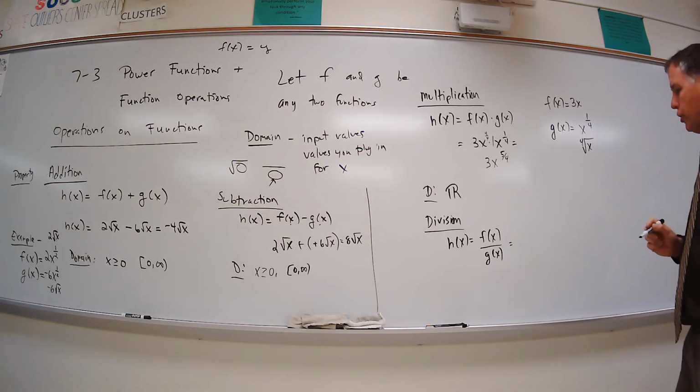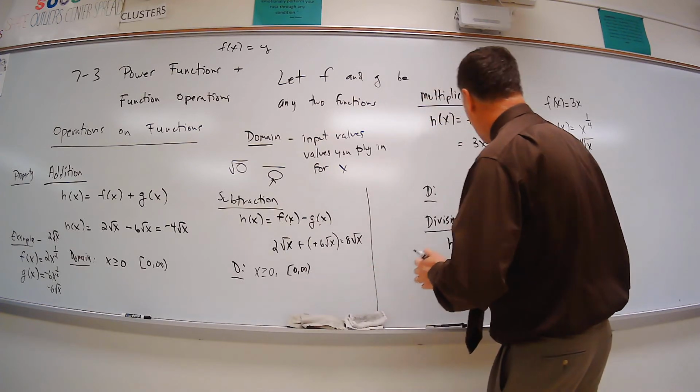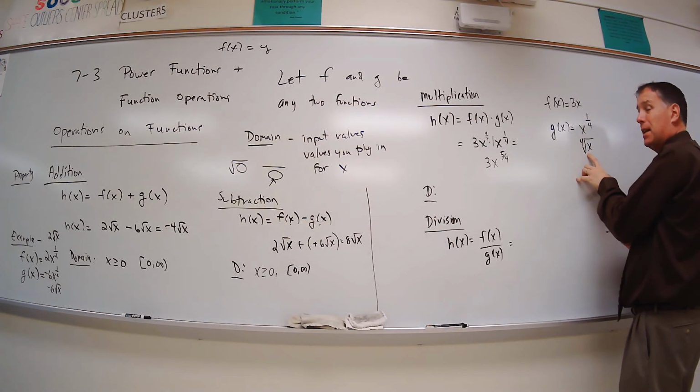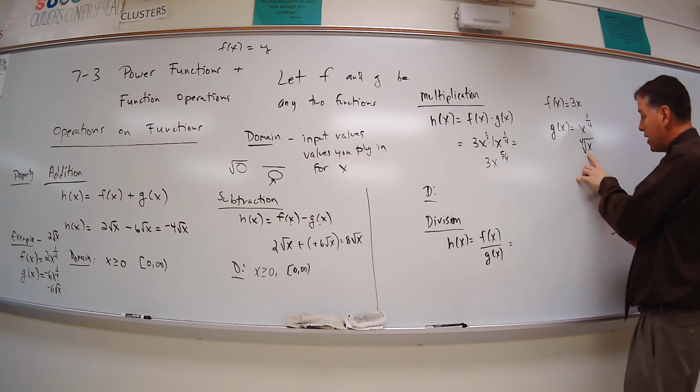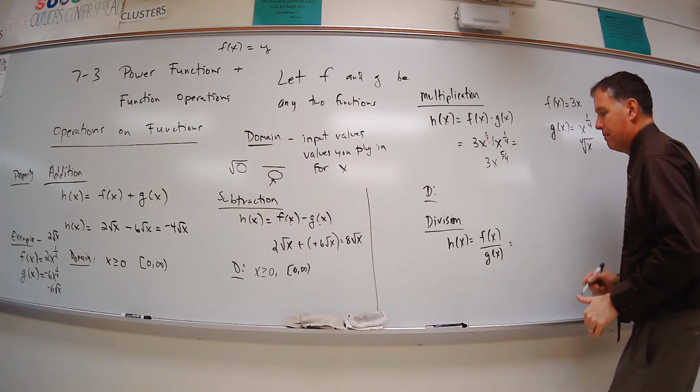Now, let's talk about our domain. We erase the domain first. So, for this one, it can be all real numbers. For this one, it has to be greater than or equal to 0. So when I'm talking about the combination of them, my domain has to be the same for both. So it's going to be x is greater than or equal to 0.